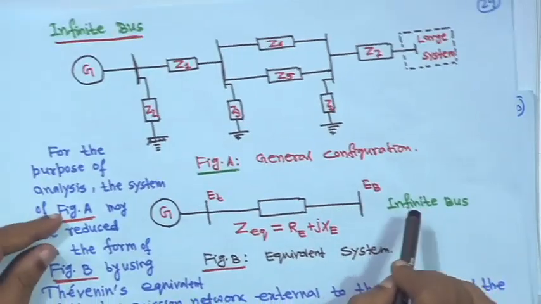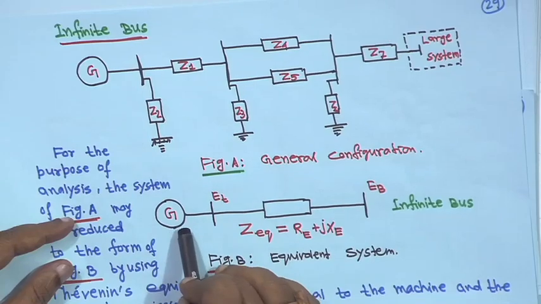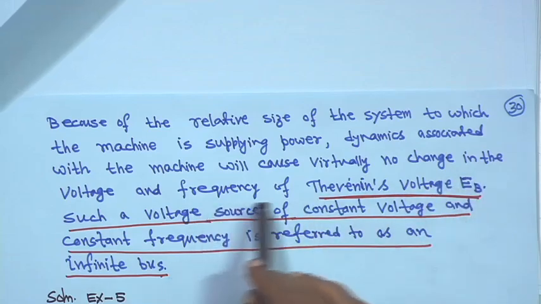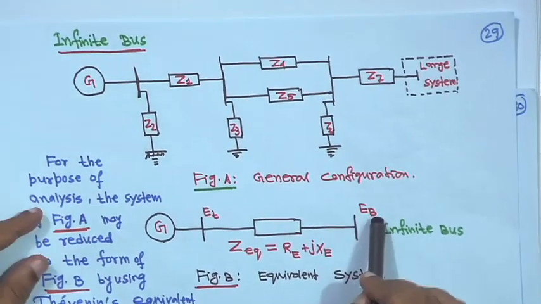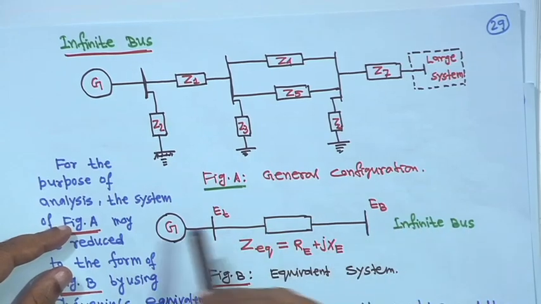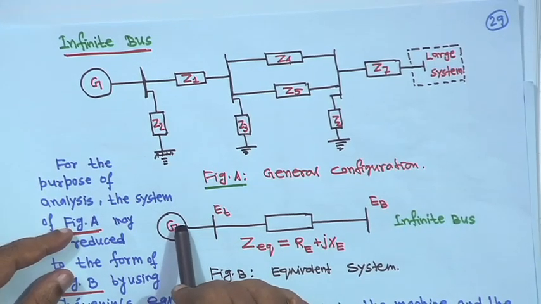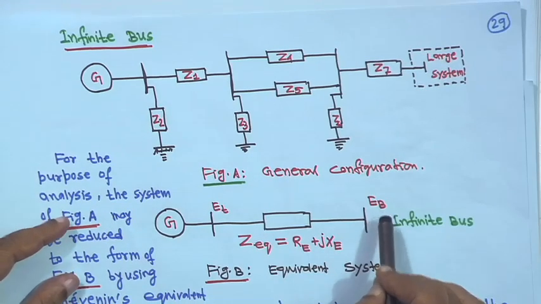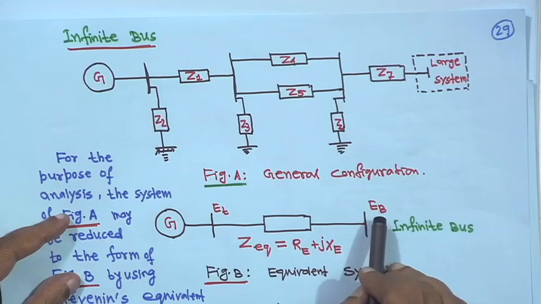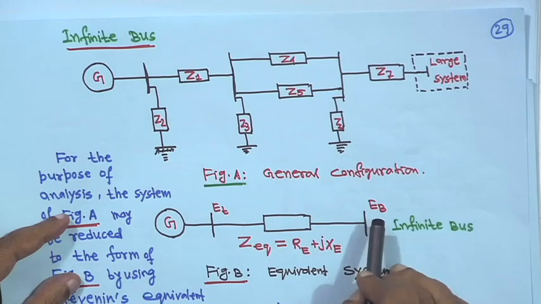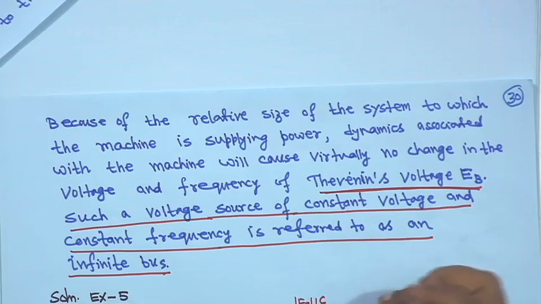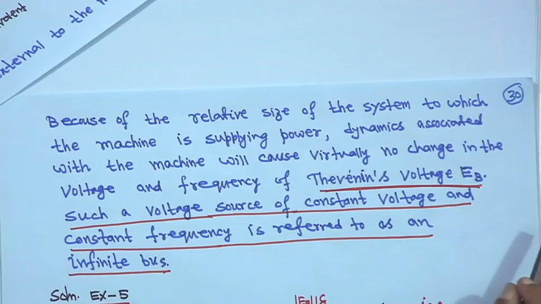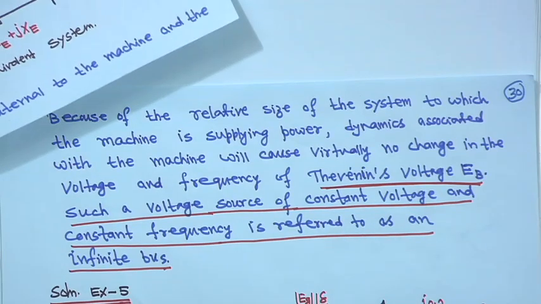That means, compared to this system, whatever changes happen in the dynamics associated with the machine will cause virtually no change in the voltage and frequency of the Thevenin's voltage E b. That means this system is large, and compared to that this generator is small, its rating is small. Therefore, if any changes occur in its dynamics, it will not cause any change to the magnitude and angle of this voltage E b. It will remain unchanged, and such a voltage source of constant voltage and constant frequency is referred to as an infinite bus. So, this is your definition of infinite bus.